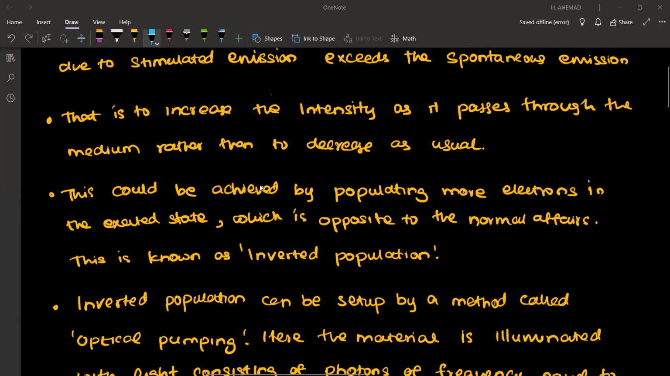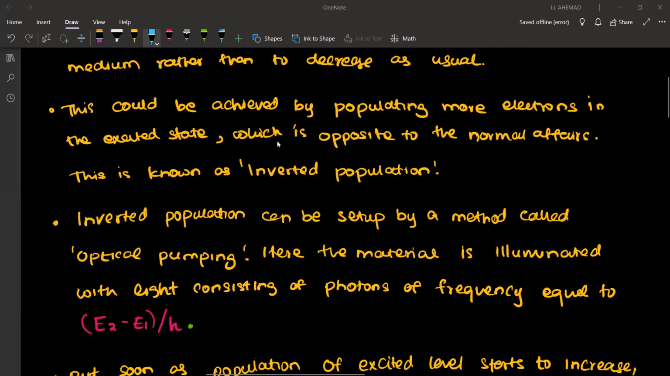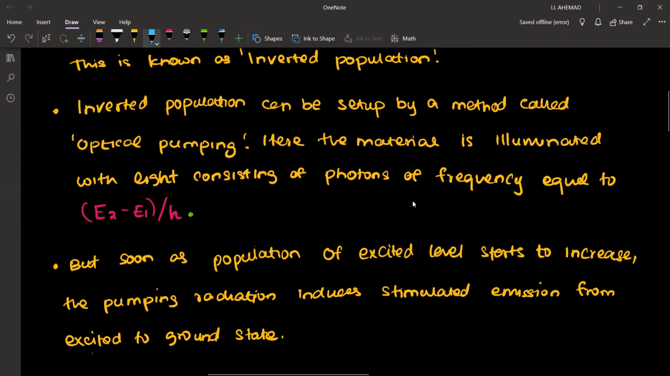But to achieve this, we have to create an inverted population. We want to have more excited electrons, which is the opposite of the normal condition. Normally, all the electrons will be in the ground state, but here the electrons are in the excited state. So we call this an inverted population. To set up an inverted population, we use a method called optical pumping. In optical pumping, we illuminate the material with radiation whose frequency corresponds to the energy difference between the levels divided by h.